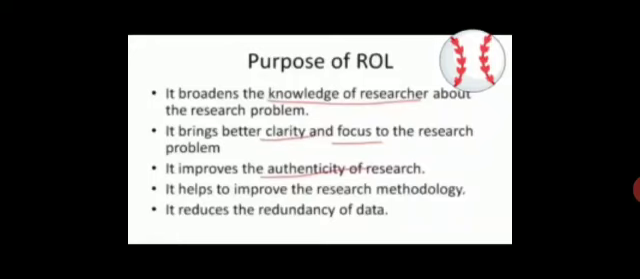It helps to improve the research methodology. When you are reviewing the already existing literature, you would see what research methodology other researchers have used in the past and what research methodology you are using. So reviewing the literature would be helpful for you in the sense that it helps to improve research methodology, then it reduces the redundancy of data. It gives more clarity to you about the data you are dealing with.